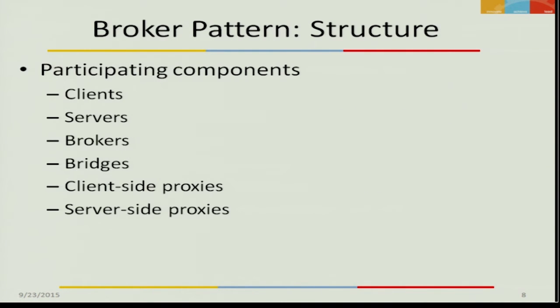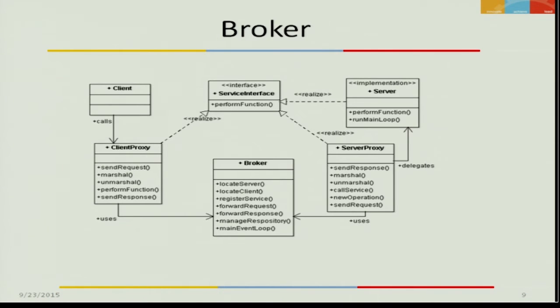So for the broker pattern, let's look at the structure, meaning what are the components there. The participating components for the broker pattern are clients, servers, broker, bridges, client side proxy, and server side proxy. Let us look at what these components are. At a high level, the class diagram would look like this. So there is something called a service interface, and there is a broker.